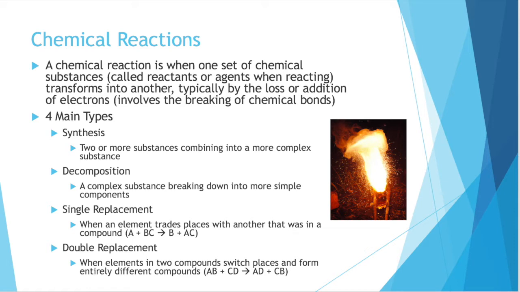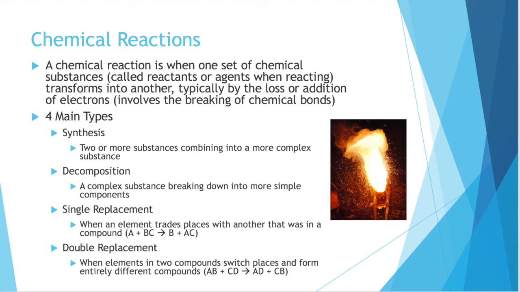You have single replacement, which I think is best illustrated by my example in the parentheses. This is when an element trades places with another that was in a compound. So literally, you have element A plus compound BC, and then after your chemical reaction, you have element B by itself, and elements A and C in a compound, so they literally trade spots. Elements A and B traded places. Then you have double replacement.